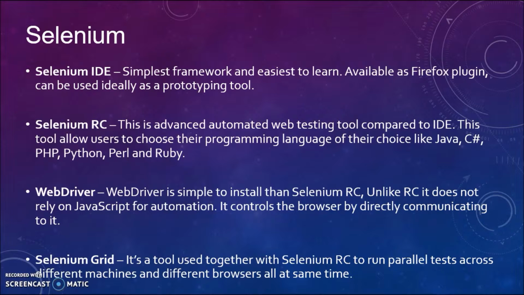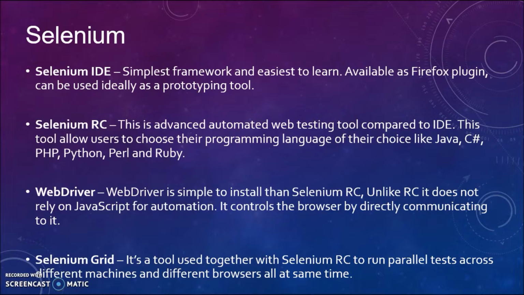Selenium RC is a little bit advanced and more complicated. You can automate your web testing with the help of a programming language of your choice, like Java, C Sharp, PHP, Python, Perl, and Ruby. These are the languages offered. WebDriver is simpler to use and install than Selenium RC. Unlike RC, it does not rely on JavaScript for automation, and it controls the browser by communicating to it directly. So we are going to use Selenium IDE and Selenium WebDriver in this video.